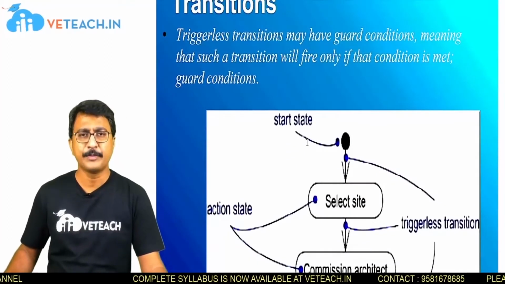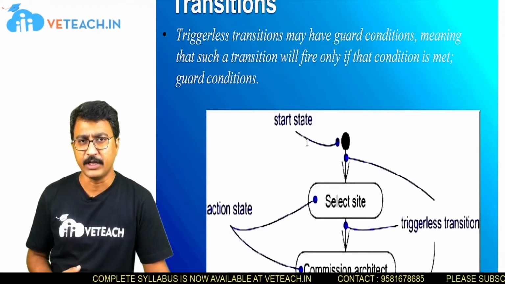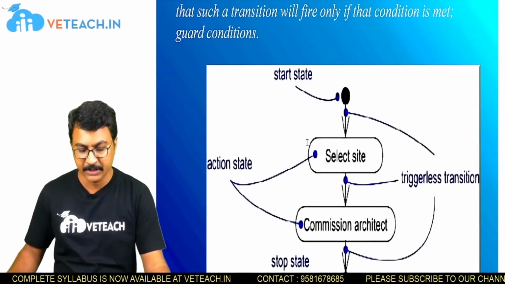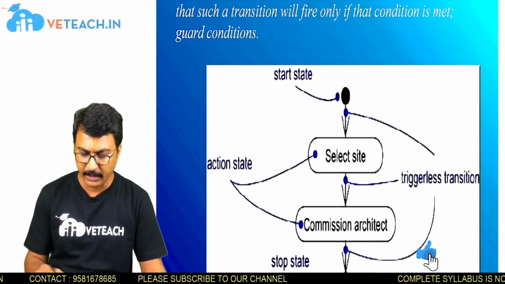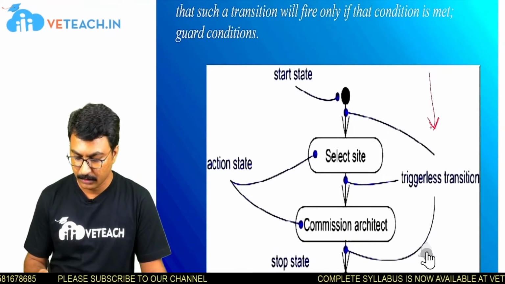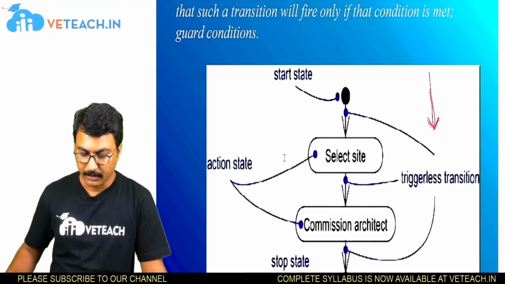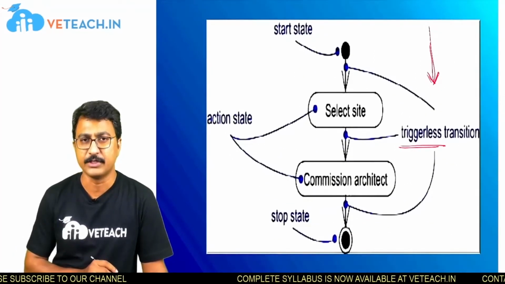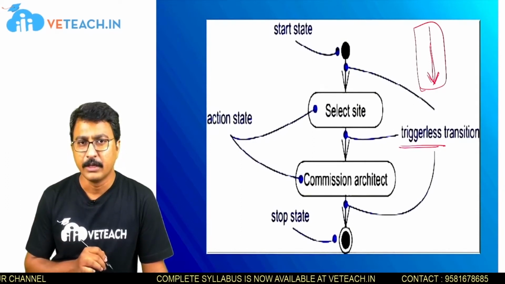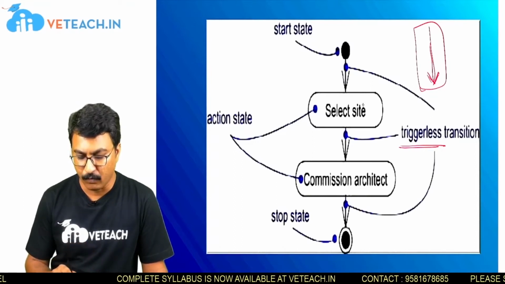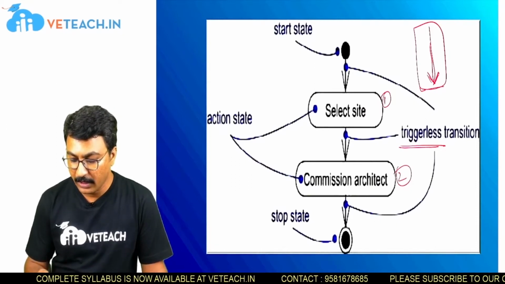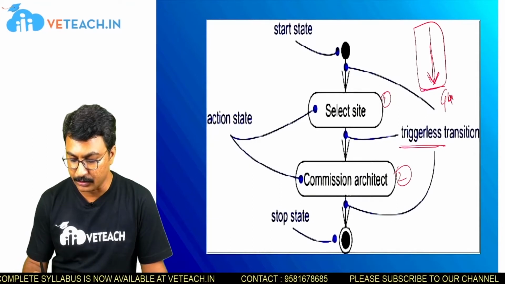When you try to represent links between these action and activity states, we call them transitions. A transition can have a lot of adornments over it. A transition is shown by a simple directional arrow, represented like this. But when you see here, there is a word used here called triggerless transition. This transition can take the control from one action to another action without having any guard conditions.